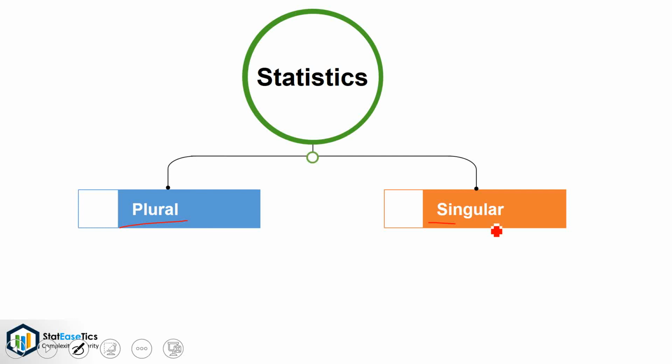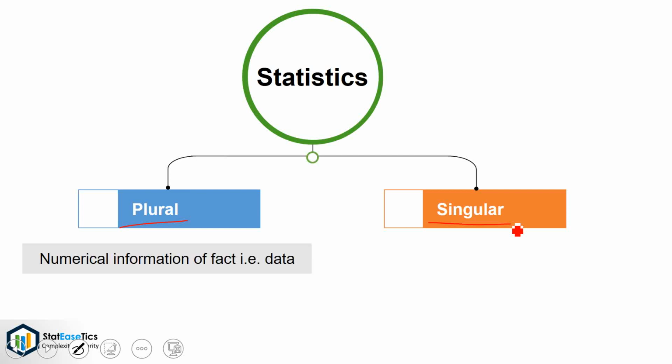When it is used in singular form, it means the science of collecting, classifying, and using the data for further statistical treatments. It involves the methods of analysis and they are known as statistical method. In short, when used as plural, statistics means numerical information of fact, that is data, and when it is used in singular, it is a science.